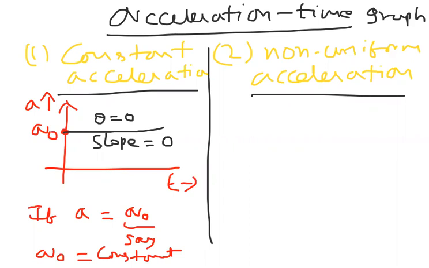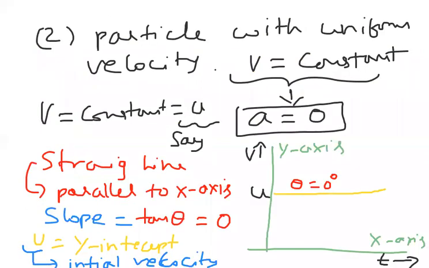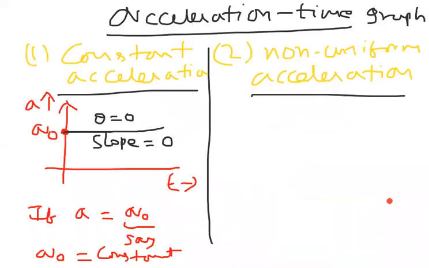So for constant acceleration, we draw a line parallel to the x-axis. I think you remember when we discussed constant velocity, we also drew a line parallel to the x-axis. We told that the velocity is constant. U is the initial value, and every time its value is the same. Similarly here, in the constant acceleration time graph, acceleration a naught is constant.